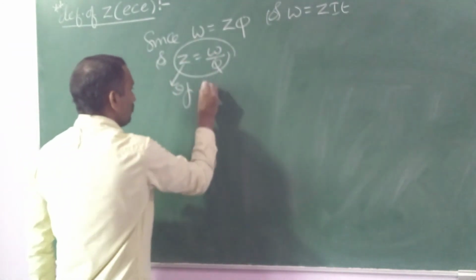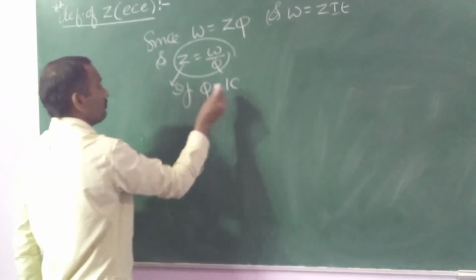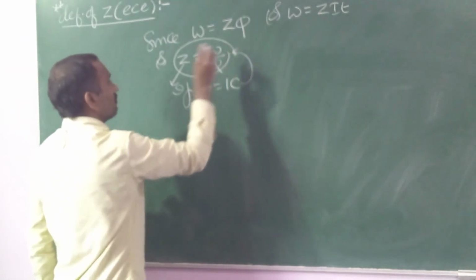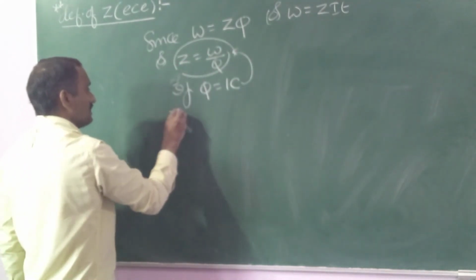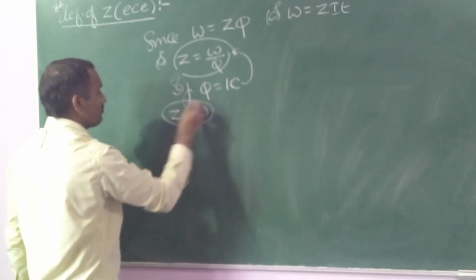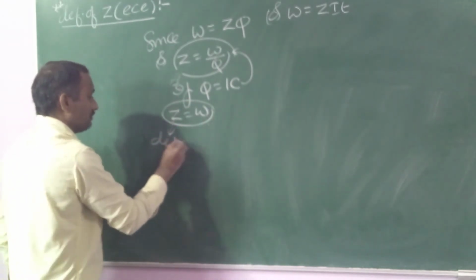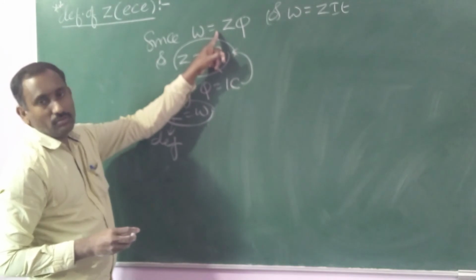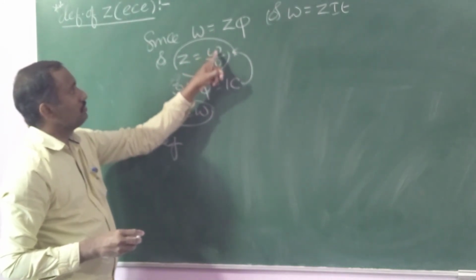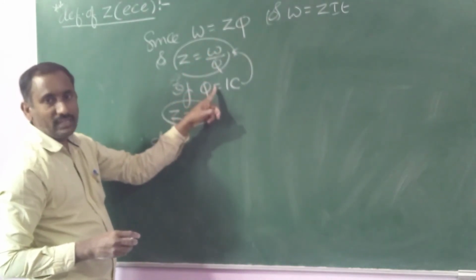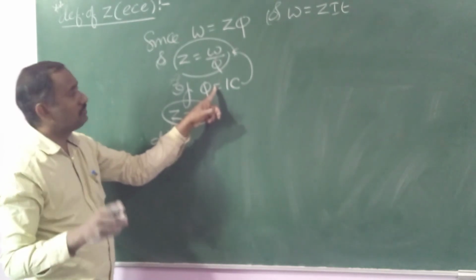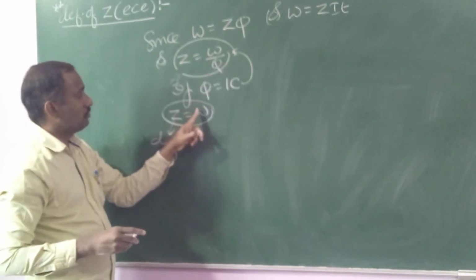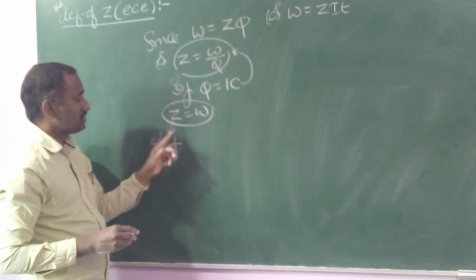Condition: if Q equal to 1 coulomb, substitute in that formula, then what you will get? Z is equal to W. So again I am repeating, W equal to ZQ, therefore Z is equal to W by Q. While defining, we always take unit value. Q equal to 1 coulomb, therefore Z equal to W. From this how can you define?